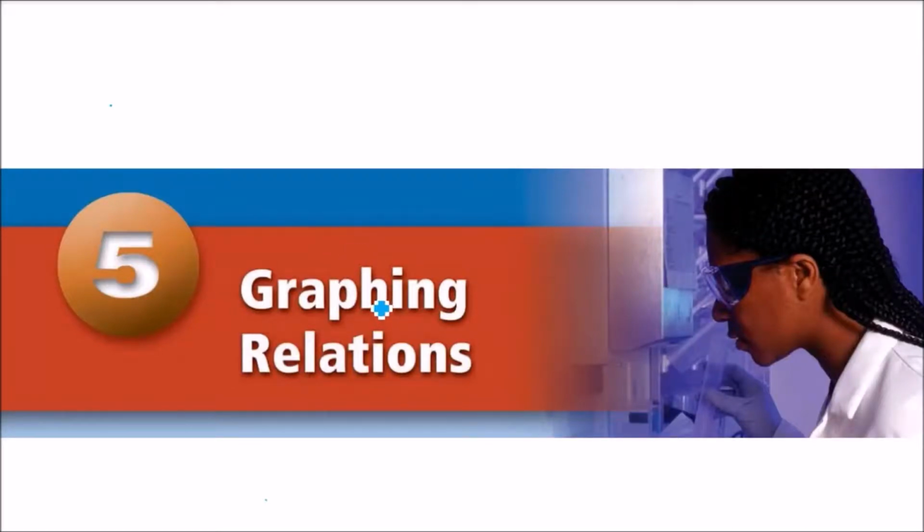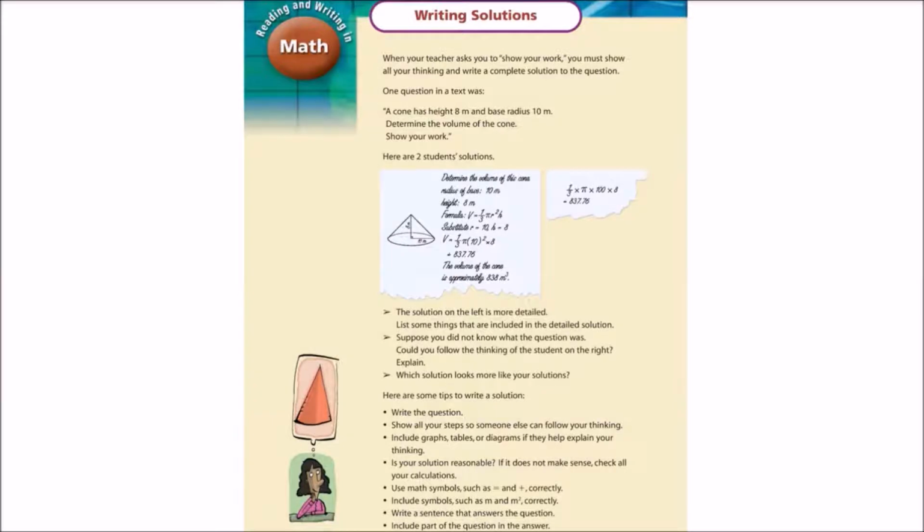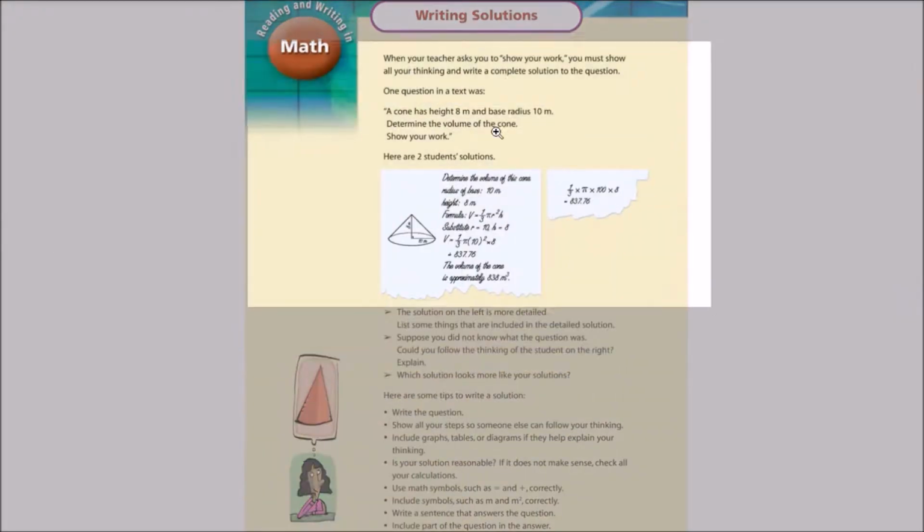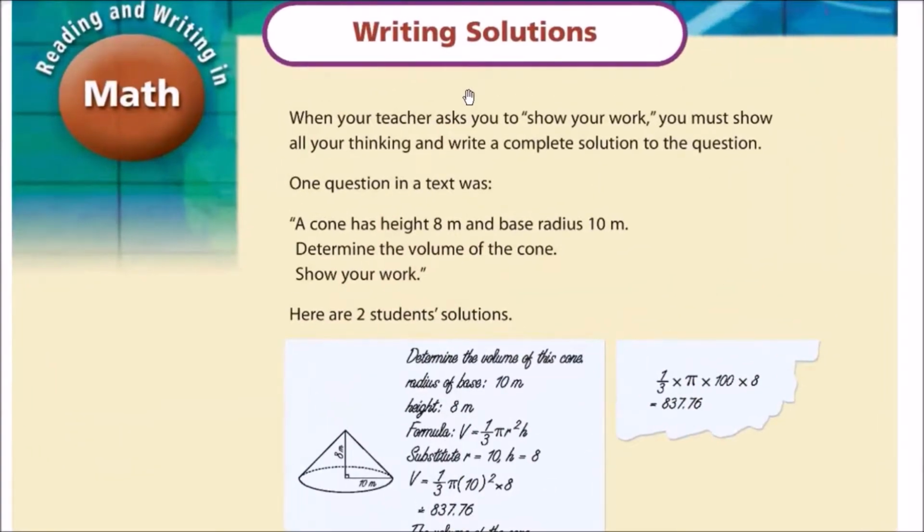We are discussing graphing relations. What is graphing a relation? That is, we need to put the relationship on the graph. What is a relation and how do we show it in the graph?